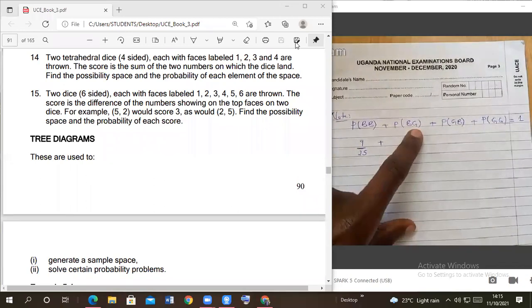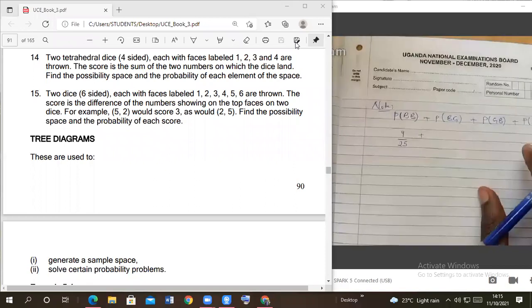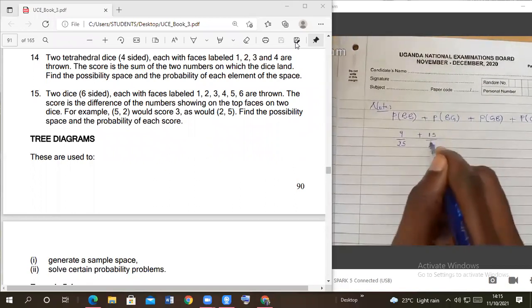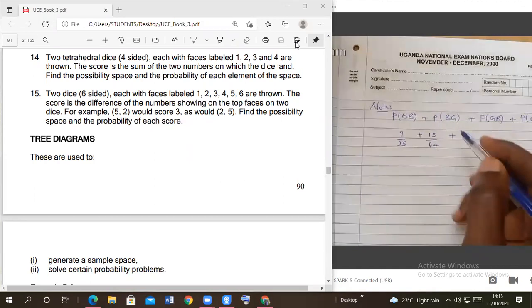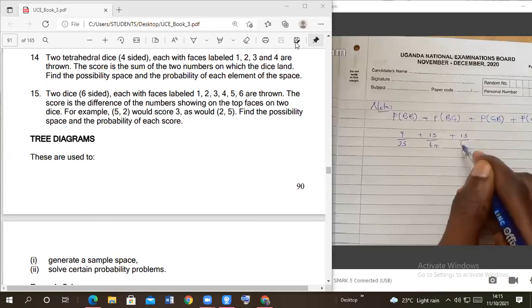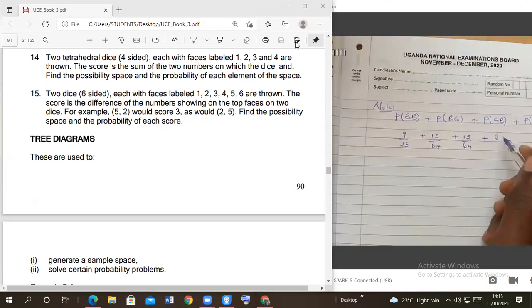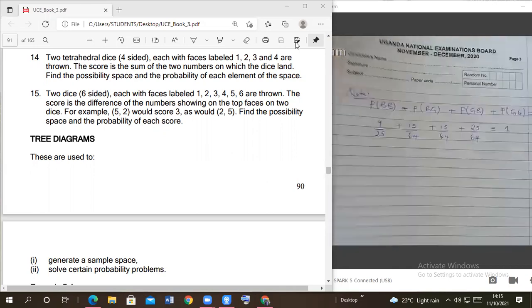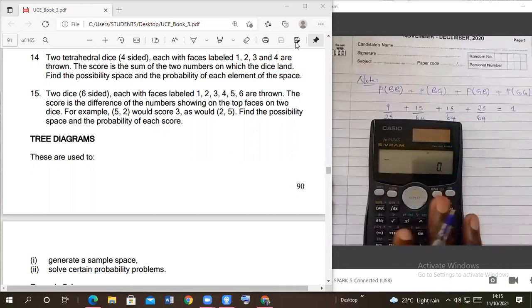What about blue and green? Blue and green was 15 out of 64, plus green and blue was 15 also out of 64, plus green and green we got 25 out of 64. But when you add this, it must give you 1. Is it true? Can we prove that, members?